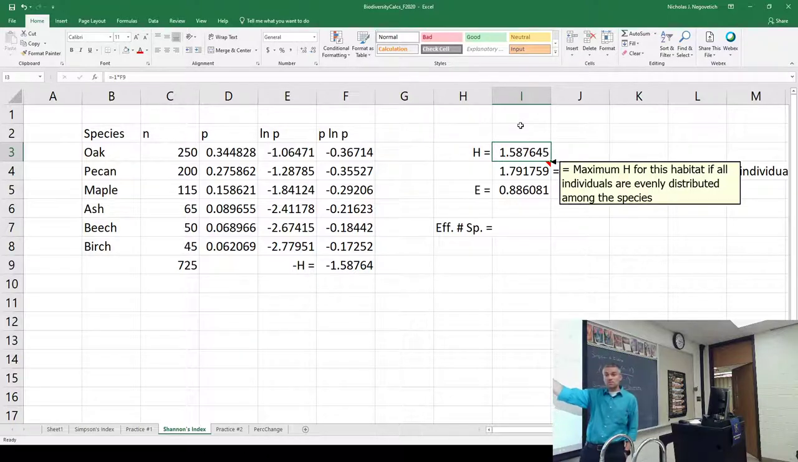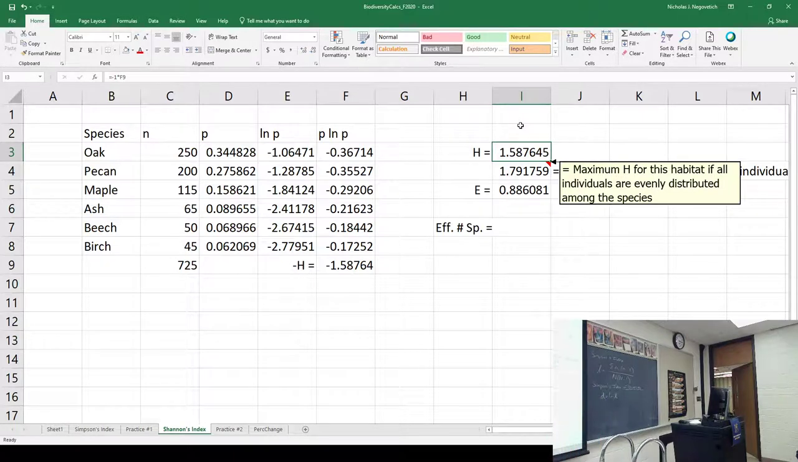We decrease the number of species, we can decrease those values. If we change the evenness, so if we make habitats more even, or the distribution more even, we should increase this value. If we make it less even, we should decrease that value. So is there a way to calculate evenness? Yeah, there is. How do we calculate evenness? Using Shannon's index. All right? So using Shannon's index, we can calculate evenness.